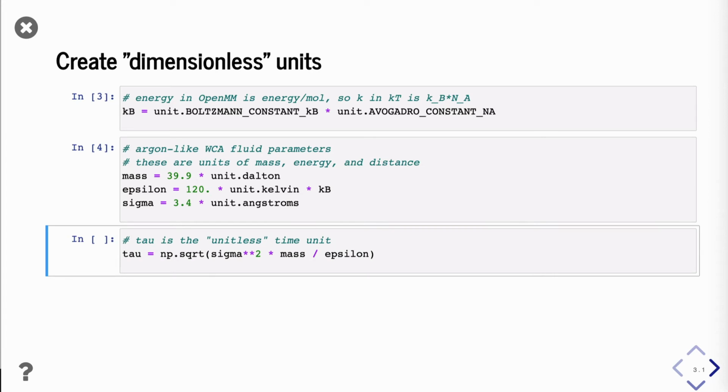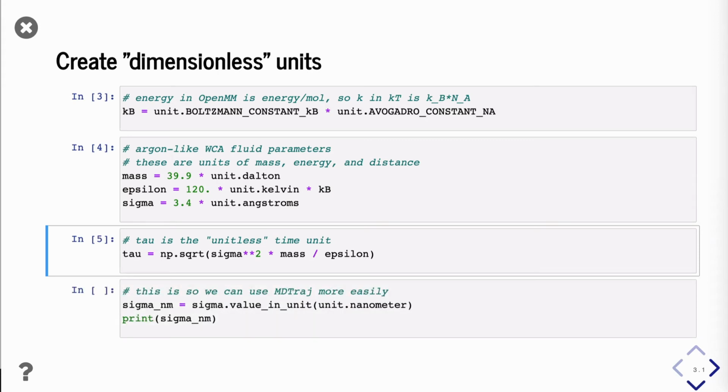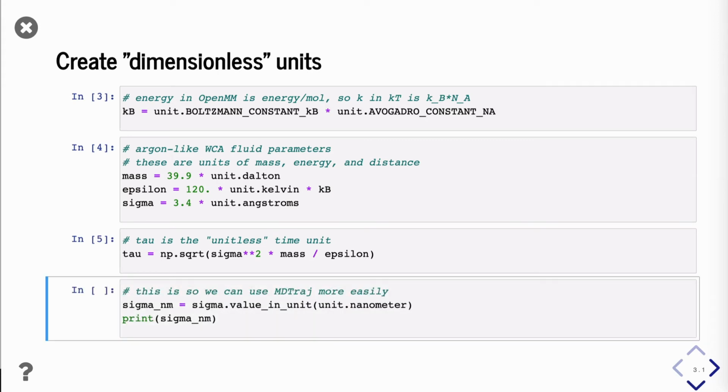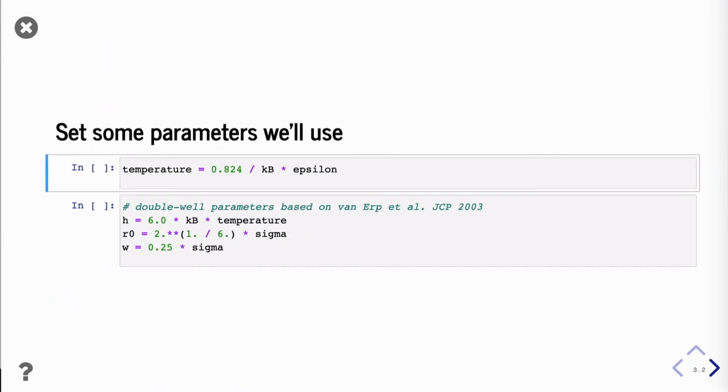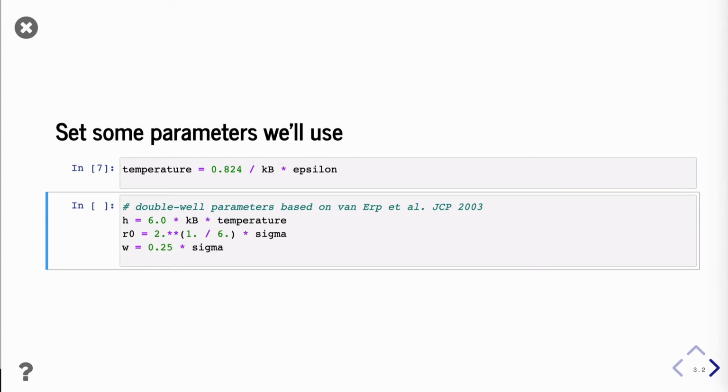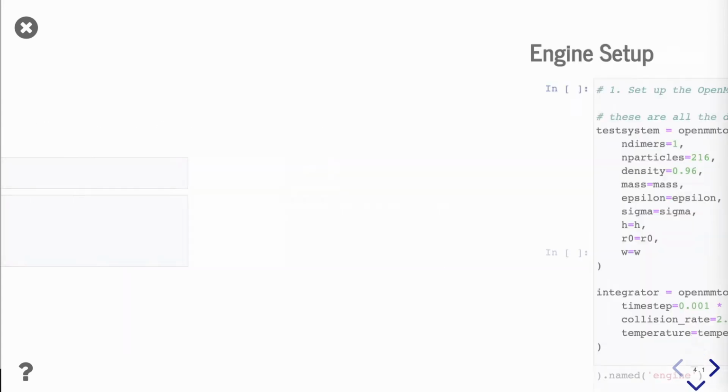By having defined those, we have also automatically defined a unit of time, which we will call tau. And then mdtraj expects things to be in units of nanometers, and here we're going to be thinking in units of sigma. So we need to keep around this sigma in units of nanometers in order to convert for mdtraj. We will use this temperature, and then these double well parameters are from the original TIS paper, and that includes a barrier height of 6 kT. Not terribly rare, but good enough.